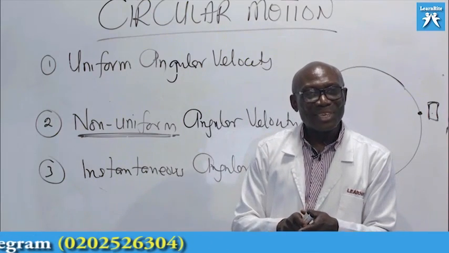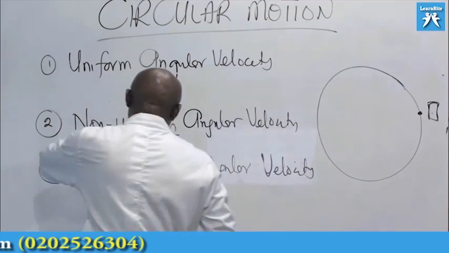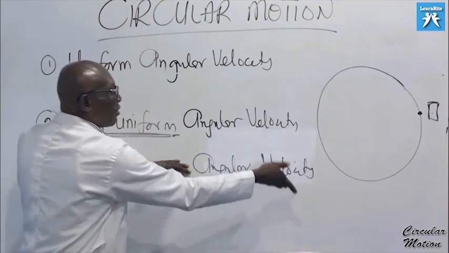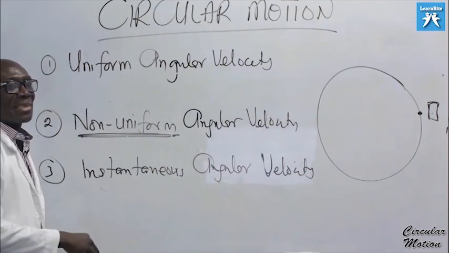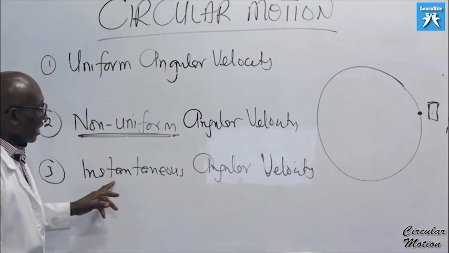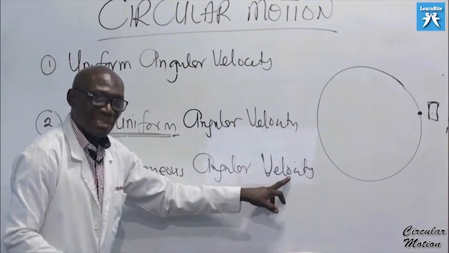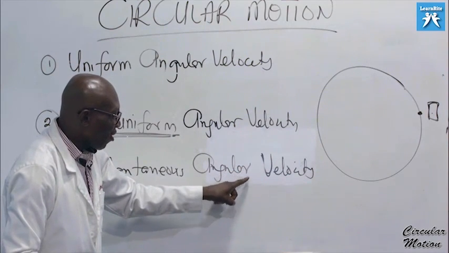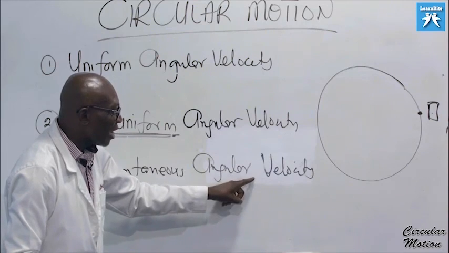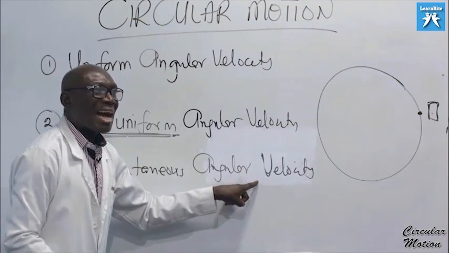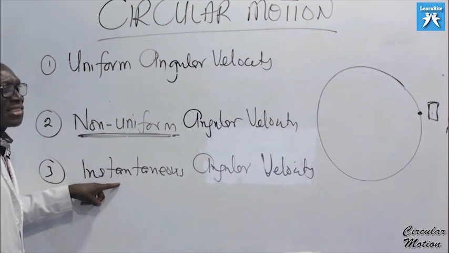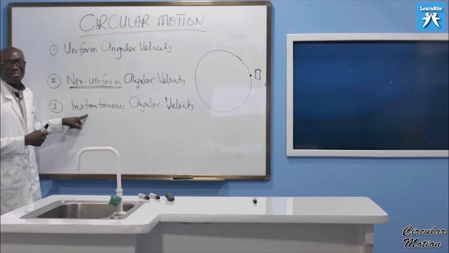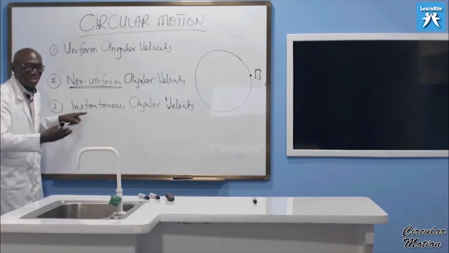But let's look at the definition. Again, I'm going to cover instantaneous and first define this one, and then we shall continue to add something to it. And therefore, the instantaneous angular velocity is defined as the rate of change of angular displacement with time at a particular instant in the course of the motion.